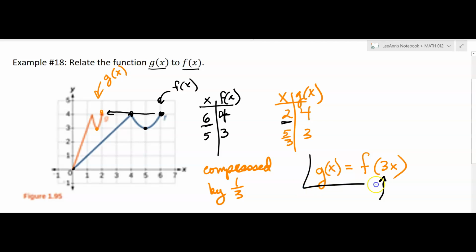All right, this is the answer. I'm hoping it makes more sense. You know, we don't do horizontal stretches and compressions until this point in algebra, so you may not have seen these before.